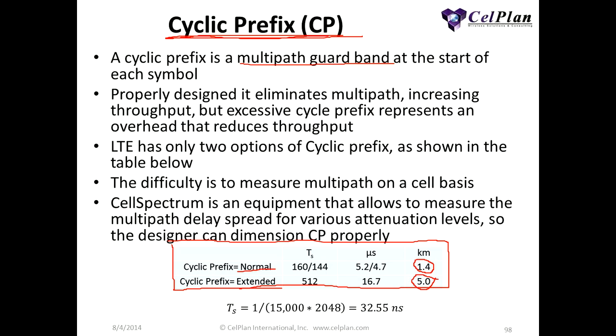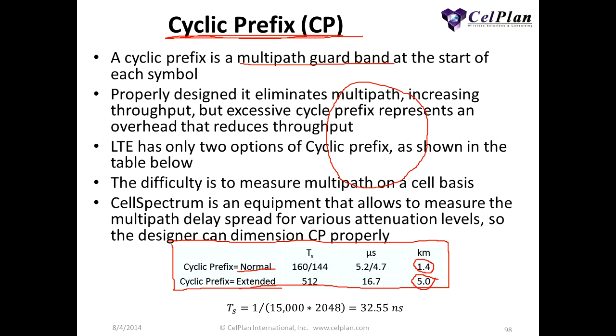The normal allows for a multipath of 1.4 kilometers and the extended of 5 kilometers. So larger multipath spreads than 5 kilometers will not work. And don't mix this with radius. It's not a 5 kilometers radius.